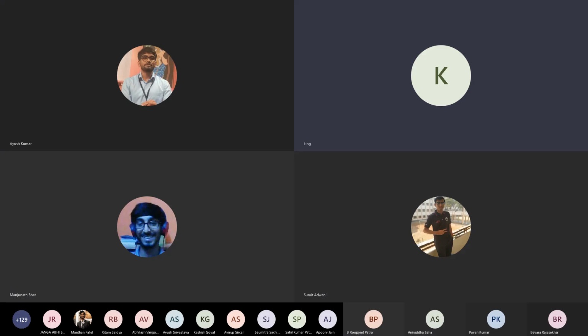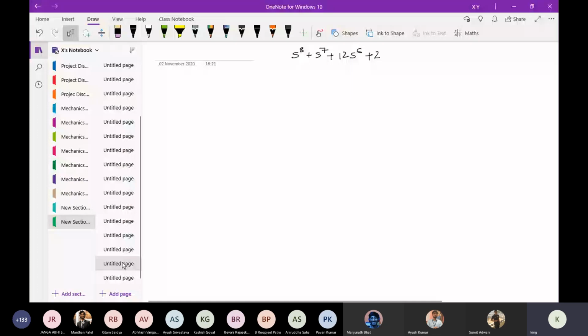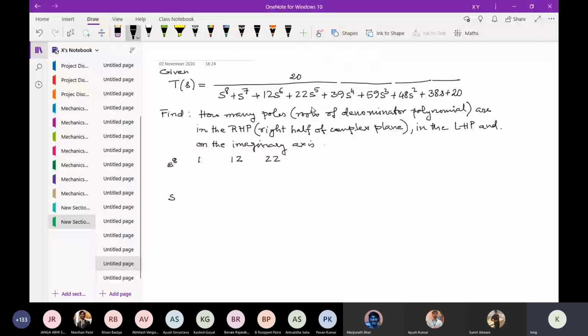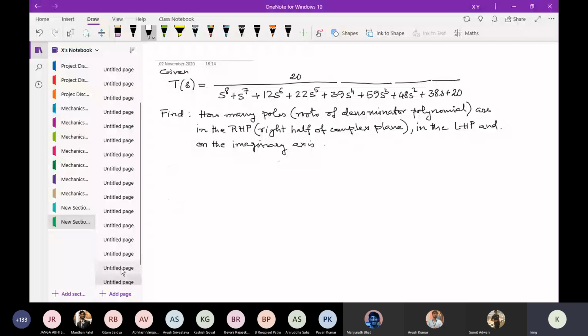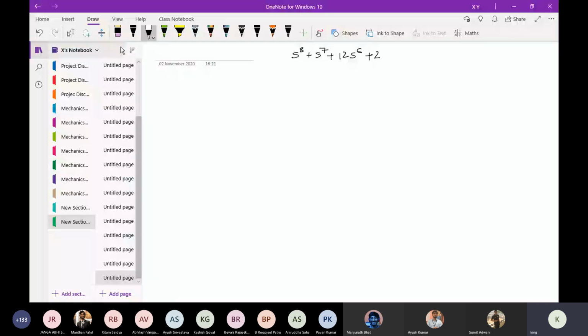Yeah, so this is the function that we'll be dealing with, the transfer function, and this is the question. Okay? So we move to the next page. And this is 22. So I'm just writing down this denominator polynomial for convenience.